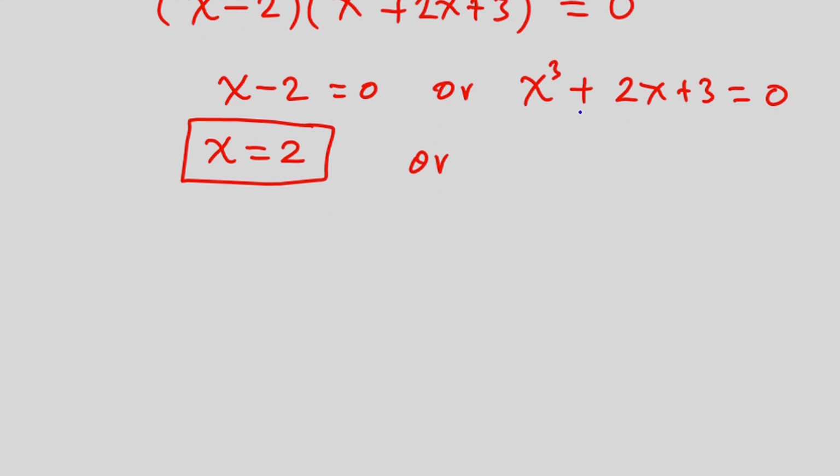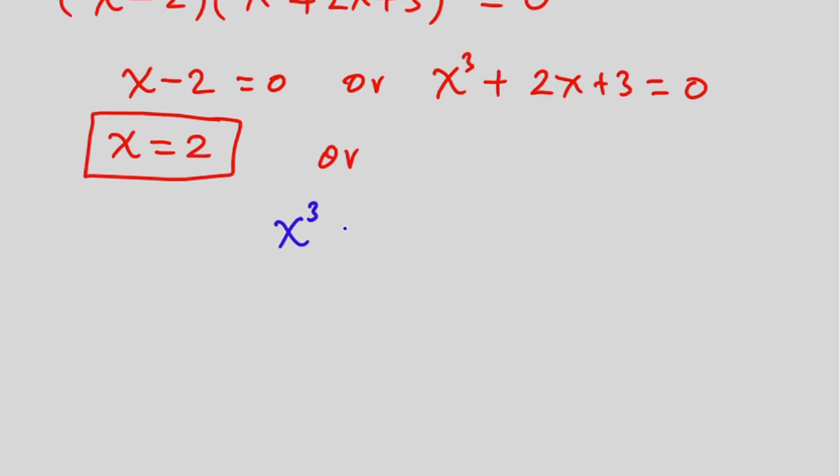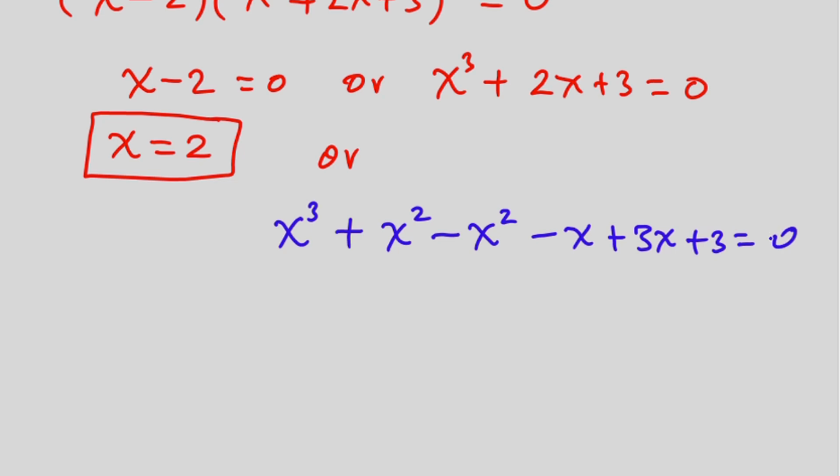We are going to introduce 0 to this equation, but with this 0, I'm going to write it as x to the second power minus x to the second power. This is 0, right? Then the next step, I'm going to write this 2x as minus x plus 3x. Then we have our plus 3 here, so I'm going to bring it, and this is equal to 0.